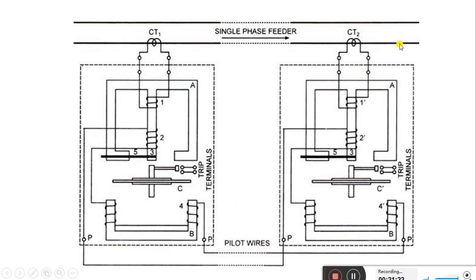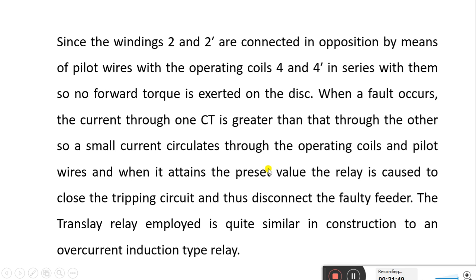But as soon as there is extra current flowing because of the fault, the increase in current in the operating coils 4 and 4 dash will try to rotate the disc, so the contacts will close, and once these contacts are closed, this will be extended to the protection system to trip the feeder from the fault point. So that is what has been described in the system. So this is overall about the overload protection of the transmission lines.